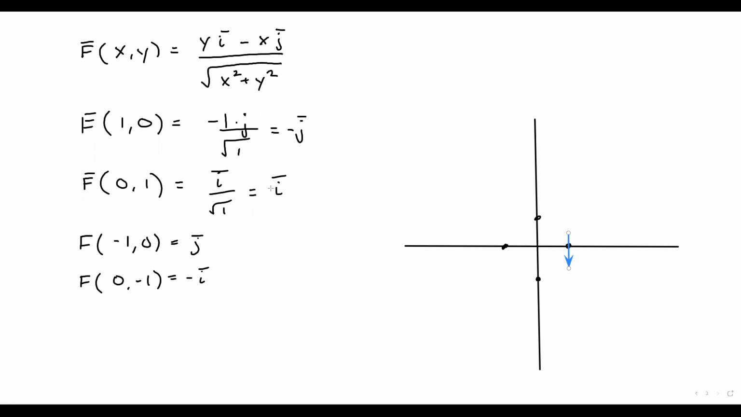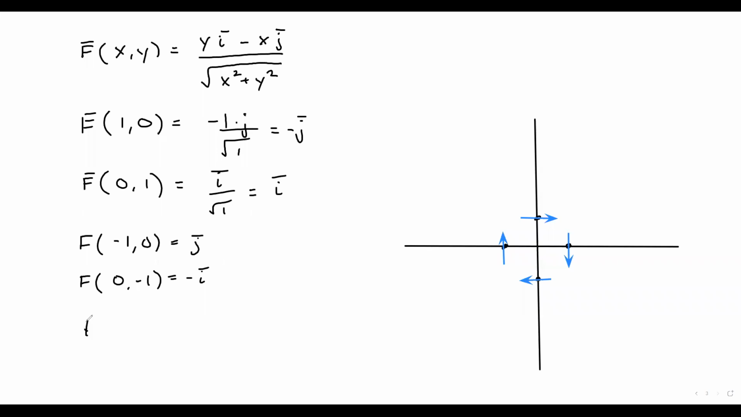At 0, 1, we get the vector i. i points to the right, in the positive x direction. At negative 1, 0, we get the vector j. So negative 1, 0, that's here. And then at 0, negative 1, we get the vector negative i, which looks like that. And you could go through and do the diagonals.